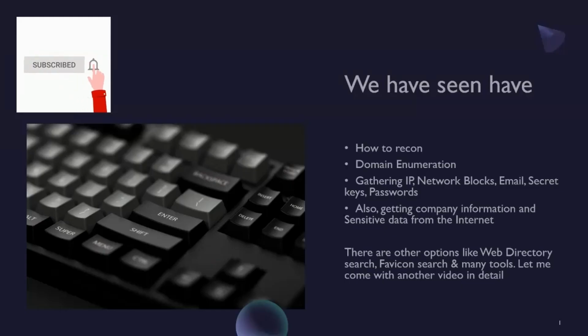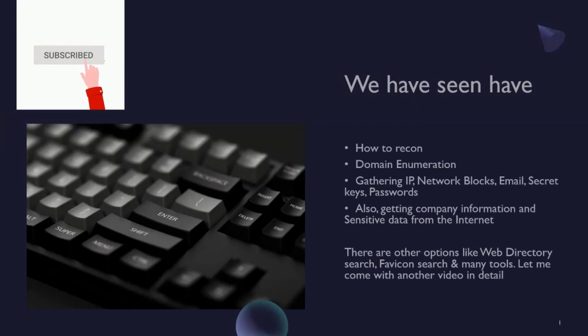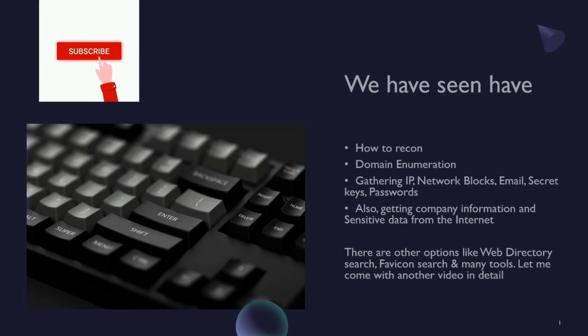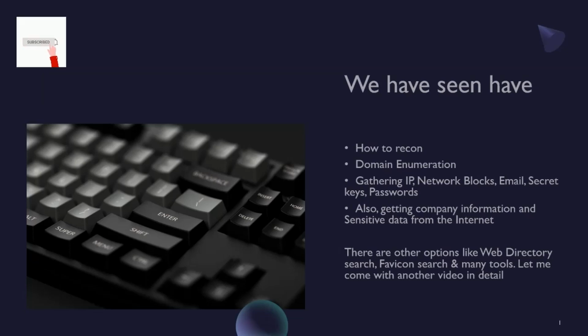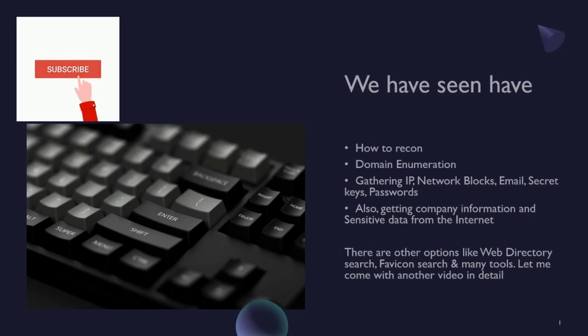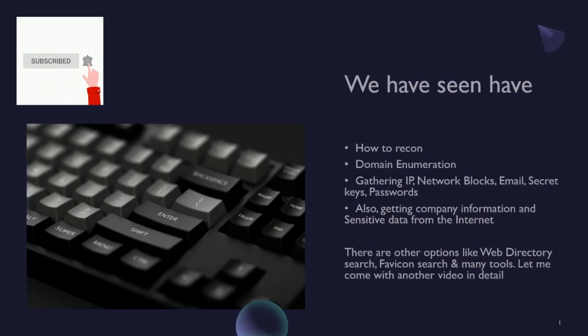We have seen so far what reconnaissance means, what domain enumeration and subdomain enumeration are, and how to gather IP addresses, network blocks, email addresses of an organization, and secret keys and passwords from websites and the cloud. Also, getting company information and sensitive data from the internet. There are other options available like web directory search and favicon search.